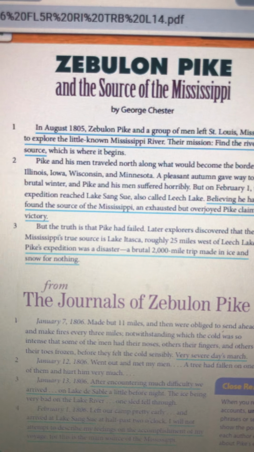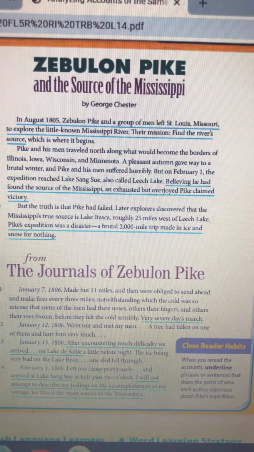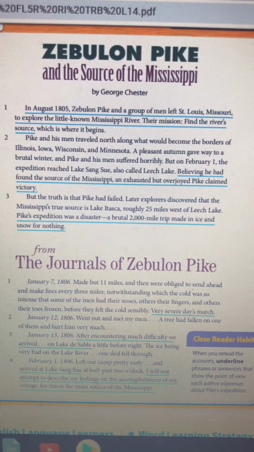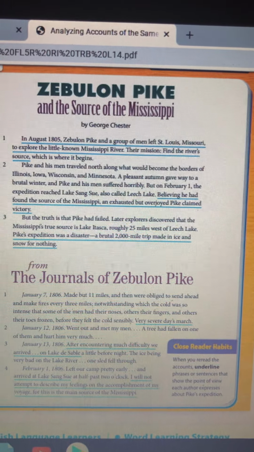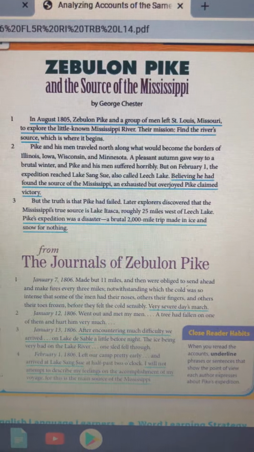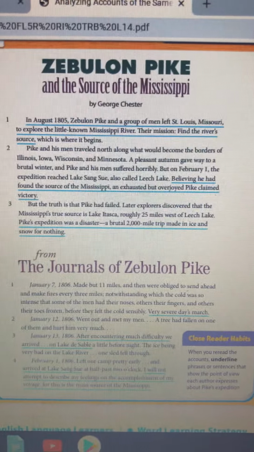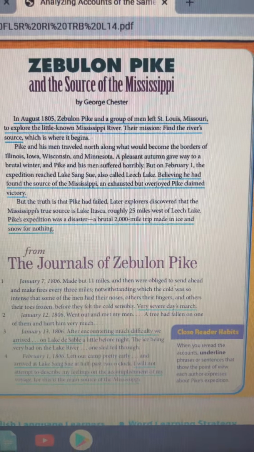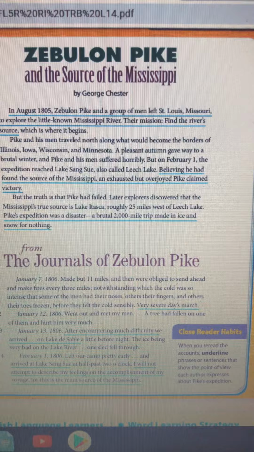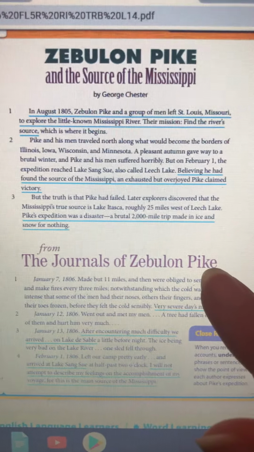Okay. In August 1805, Zebulon Pike and a group of men left St. Louis, Missouri to explore the little-known Mississippi River. Their mission, find the river's source. Okay, that is the event, right? The thing that was happening. So in the previous one, the event was the man was cutting down the tree. In this source, the event is that they're trying to find the Mississippi River's source. Okay.